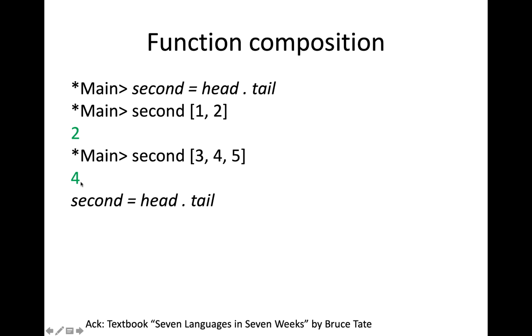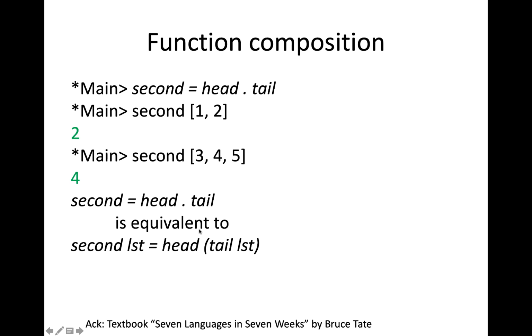And why is that happening? Because this second is nothing but the composition of these two functions, which is equivalent to, given a list, first apply tail. That means given a list, first apply tail, that is 2 as a list, and then apply head, and head of that is 2, right? And for this case, the tail of this list is 4 and 5 as a list, and head of that is 4, and that's why we are getting 4. Make sense? Okay.